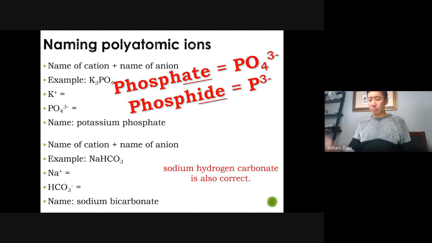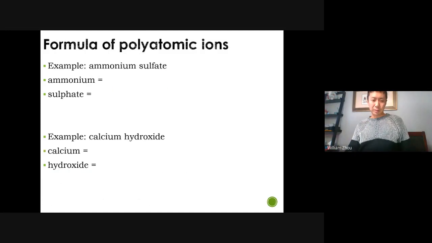Okay, so the trick is recognize the polyatomic ion, look for it in a table, copy the name down. If you don't recognize it, you won't do it correctly. All right, so let's do a few more.